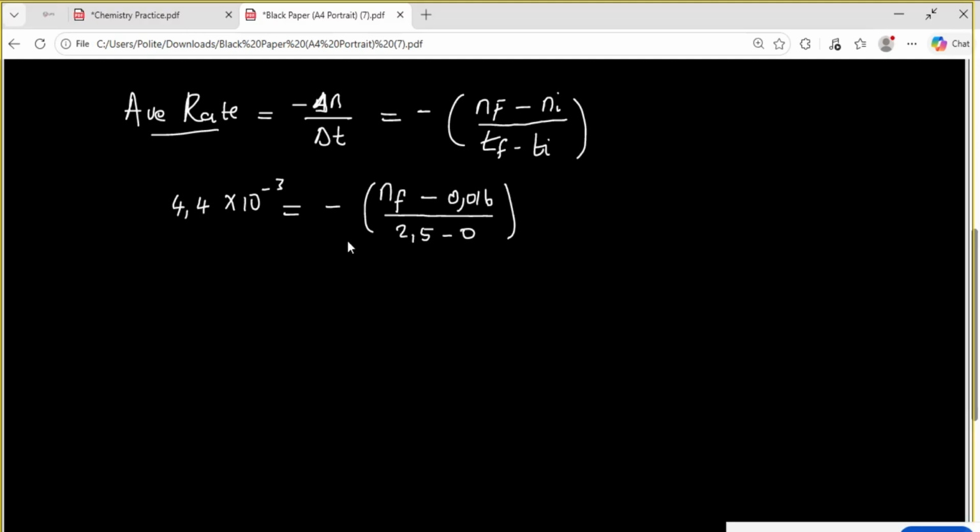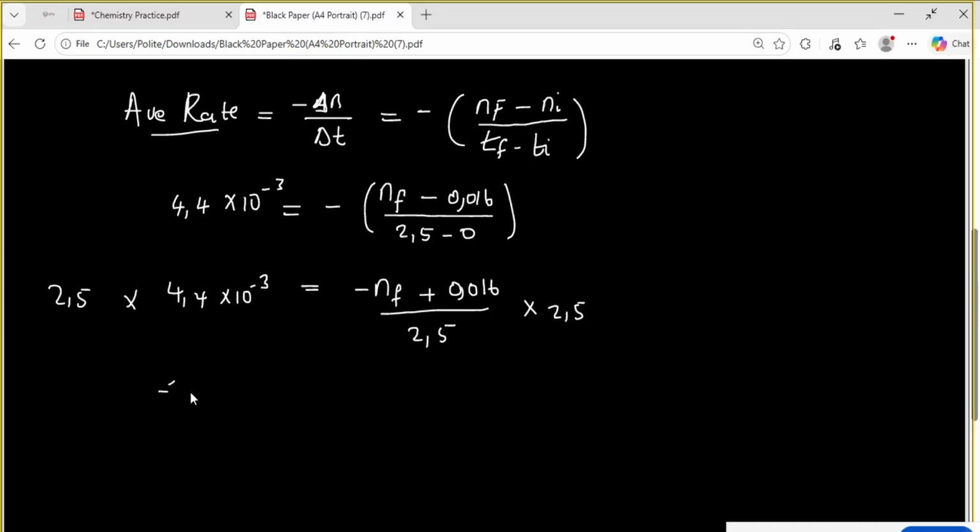So when we work this thing out, if we multiply the top part by negative, this will be negative n final plus 0.016, divide everything by 2.5. It equals 4.4 times 10 to the power minus 3. So now I can just multiply this side by 2.5, multiply the other side by 2.5. Therefore, what do we get when we put that on the calculator?